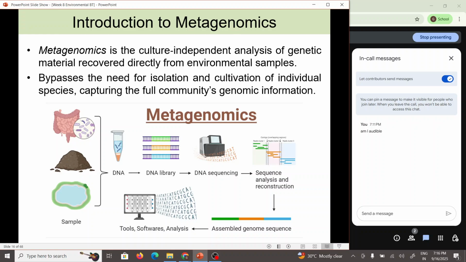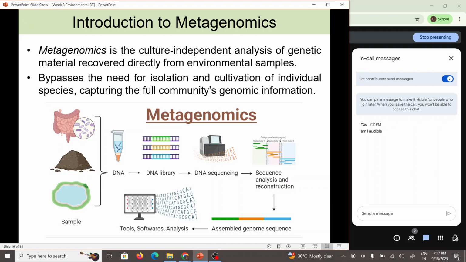So in an environment, each microorganism is not acting independent of the function of other microorganisms. What happens is the action of one microorganism is going to affect the survival and the function of other microorganisms also. Therefore, studying using culture independent methods will give us more insights to understand the environmental functioning.